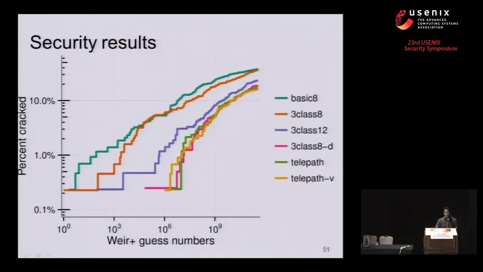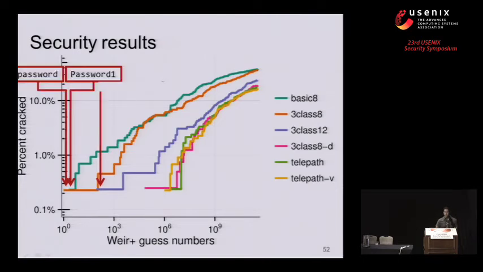And this is a graph using our other security metric, the WEIR+ guessing algorithm. To compute guess numbers here, the WEIR+ algorithm was trained separately for each policy. Again, the weakest passwords were found in the character requirement only conditions. As expected, we have password and Password1 with a capital P for the basic 8 and 3 class 8 conditions, but we also have ASDFGHJKL123 for 3 class 12. This was the 87th guess made by our algorithm.